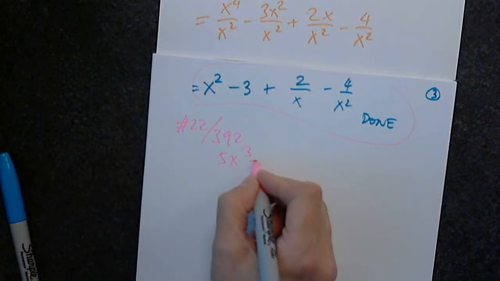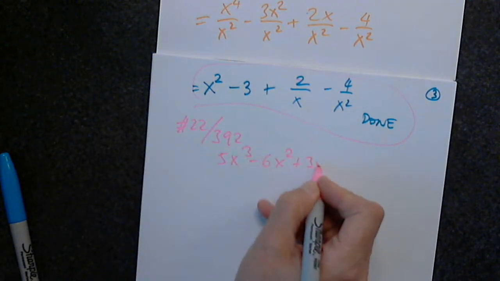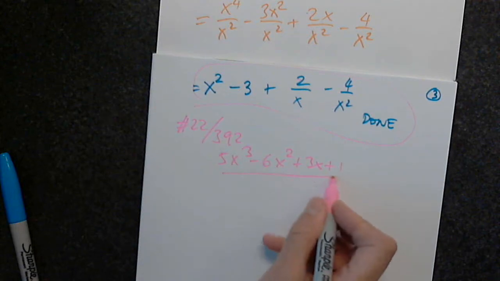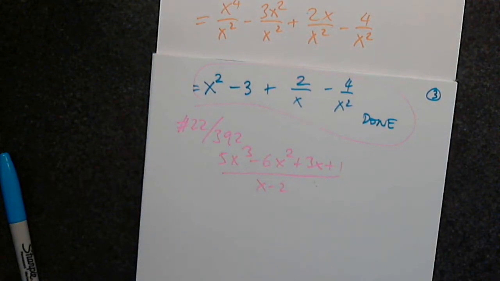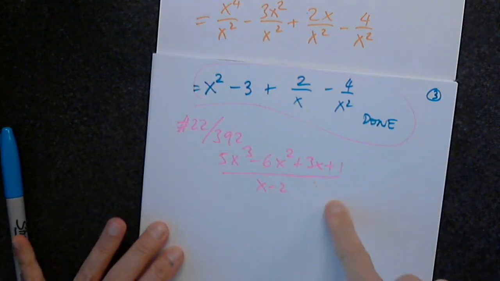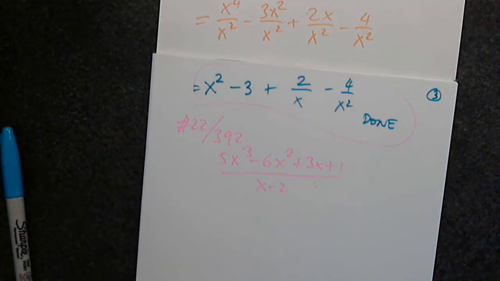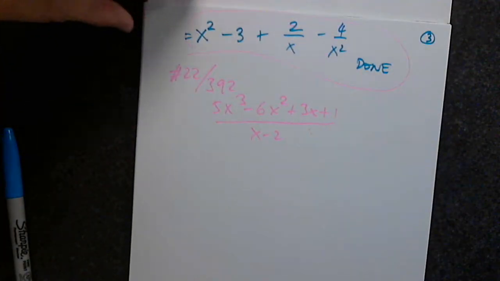So 5x cubed minus 6x squared plus 3x and plus 1. And they say we should divide it by x minus 2. I'm asking myself now 2 questions here. Question number 1, are both in descending order? Is this in descending order and is this in descending order? If they're not, I have to rearrange them. I cannot start the algorithm if they're not in descending order.